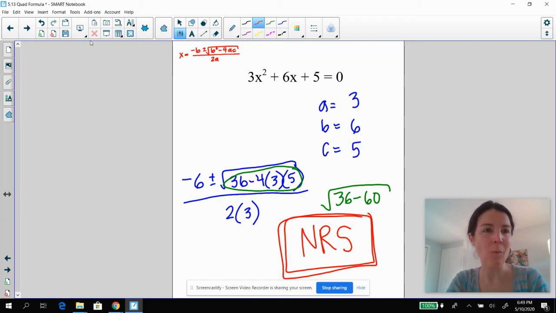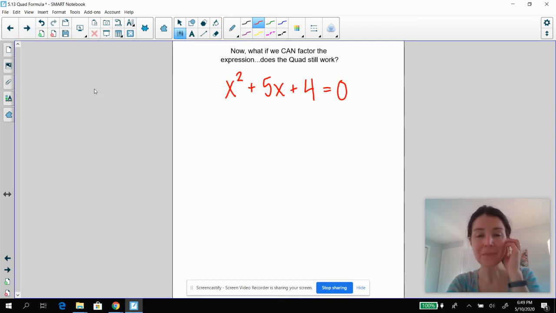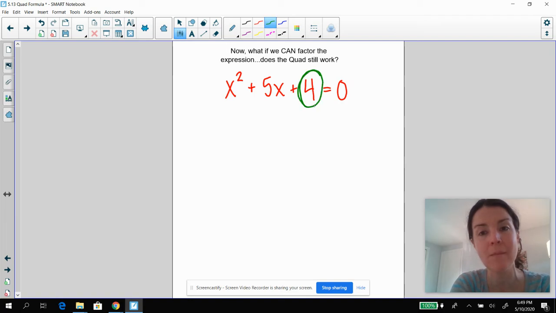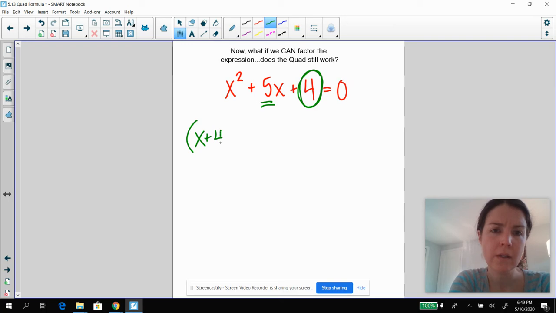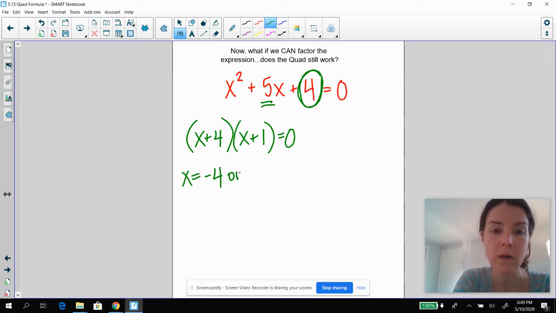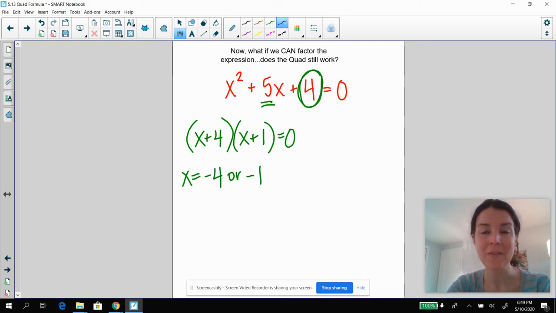All right. So one last little thing I wanted to show you. So here's what's cool. Let's say I can factor something. So factors of 4 that combine in some way to get me a 5. Well, that's easy. X plus 4 times x plus 1. And I solve, and I get x equals -4 or -1. Amazing. But guess what? The quadratic formula will also work here. So the quadratic formula works all the time.